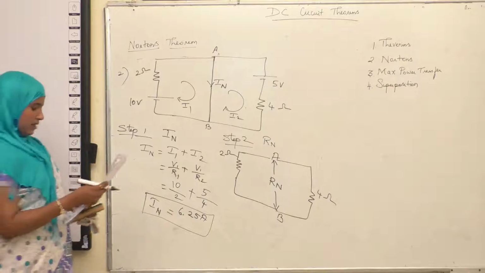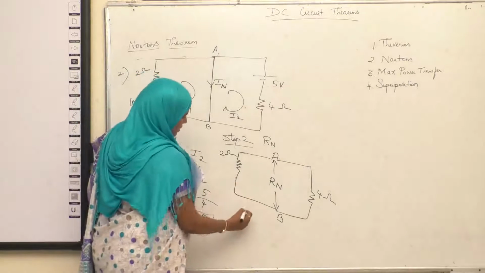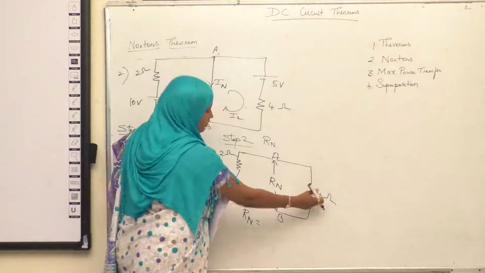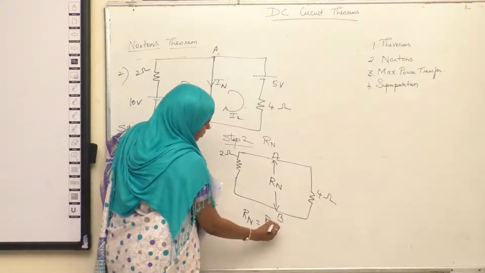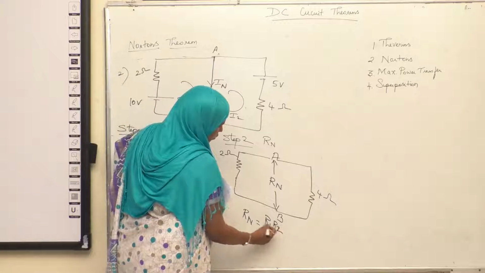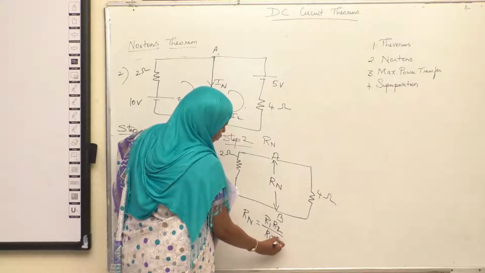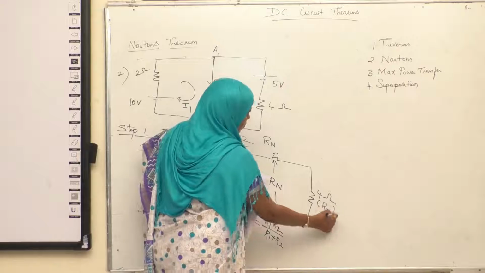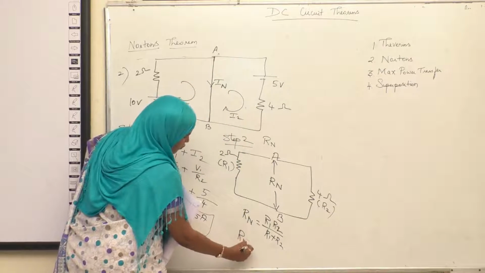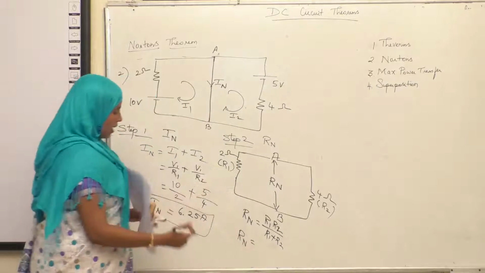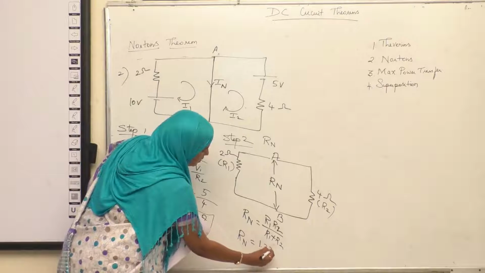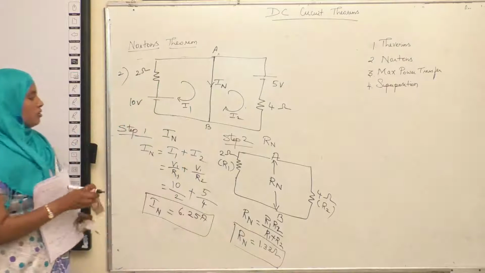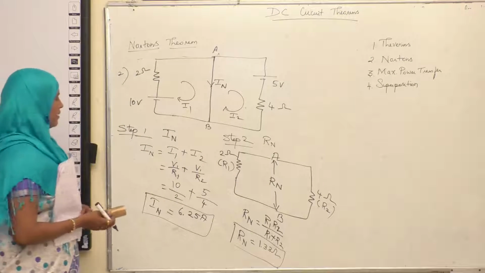So now you can find the equivalent resistance RN. So these two are connected in parallel. So substitute in the formula R1 into R2 by R1 plus R2. This is your R1 and this is your R2. Just substitute the values so that you will get RN as 1.33 ohm. So this is how you will find RN.